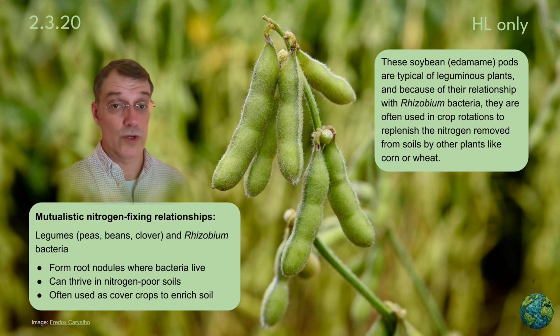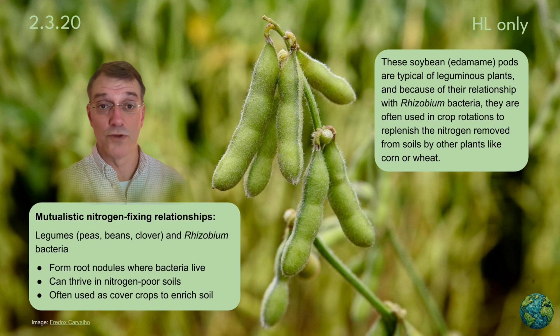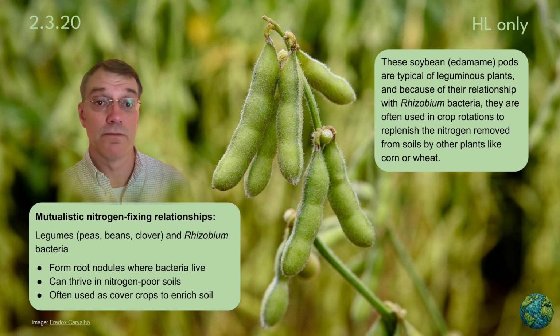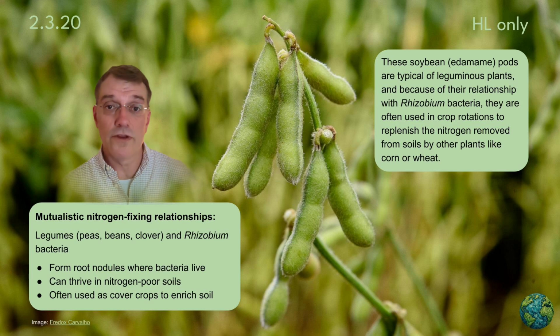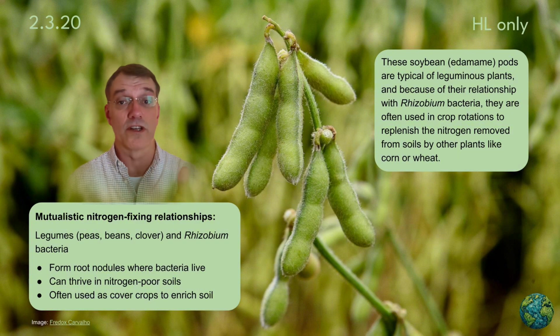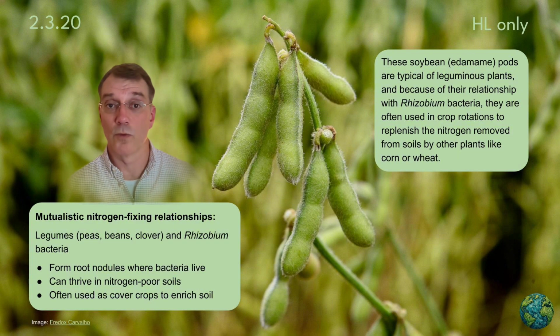These edamame or soybean pods represent the legume family, which forms specialized root nodules that house the rhizobium bacteria. This partnership is so effective that farmers often use legumes in crop rotation to naturally replenish soil nitrogen between plantings of more demanding crops like corn or wheat.